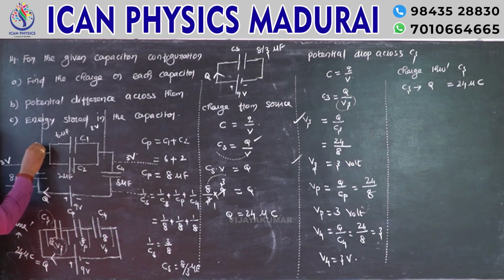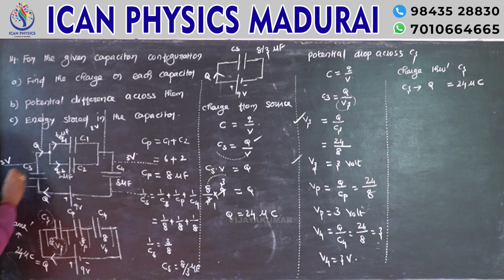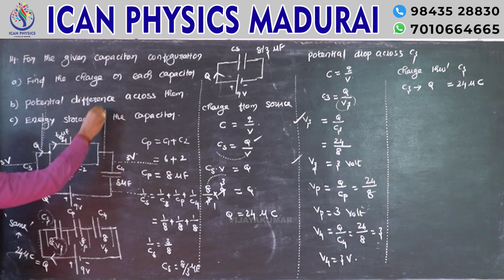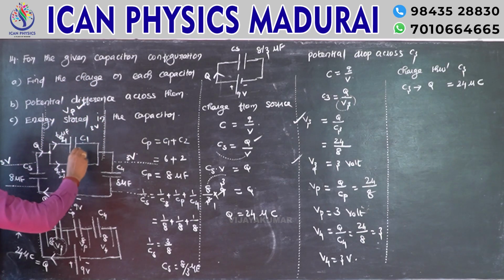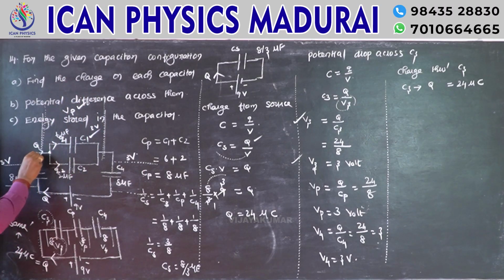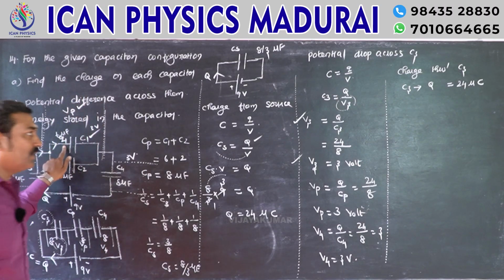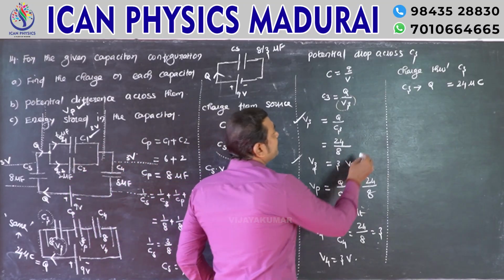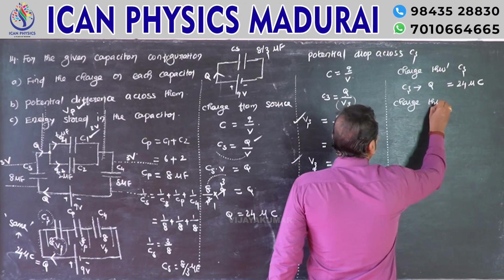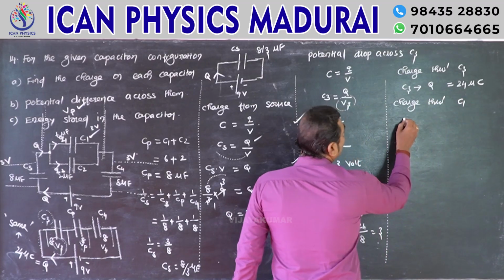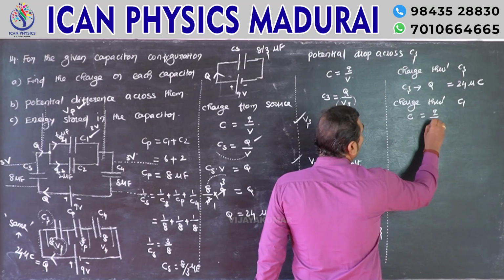When the capital Q, the charge, comes to this stage and reaches this point, it splits into two, and becomes Q1 and Q2. Now we know the potential drop here, that will be Vp. We know the potential drop, we know the capacitance, then we can calculate the value of charge. So charge through C1. So C equal to Q by V.